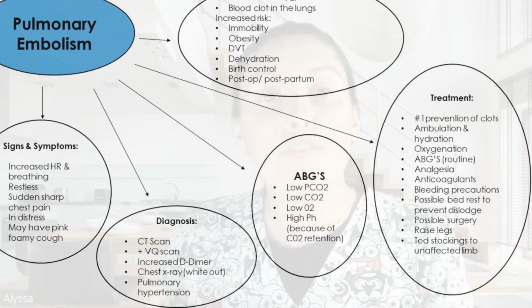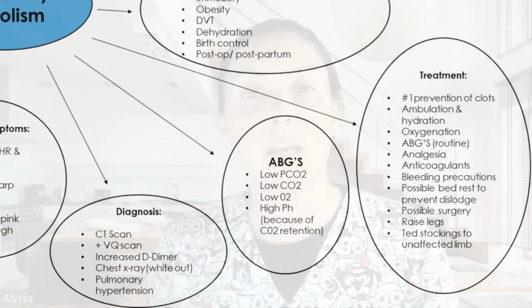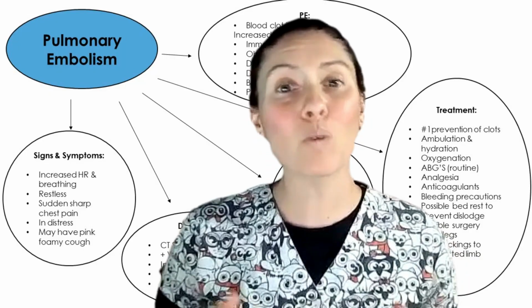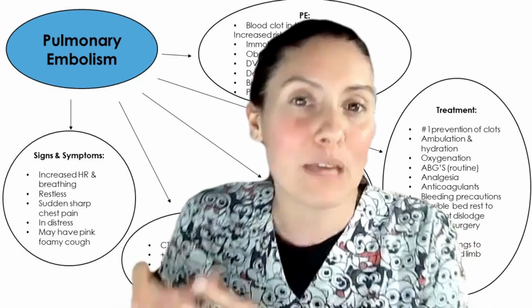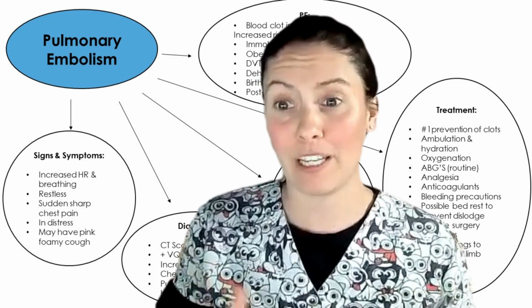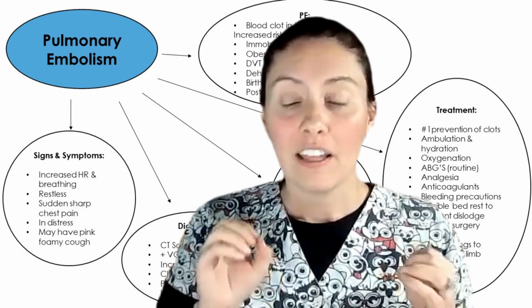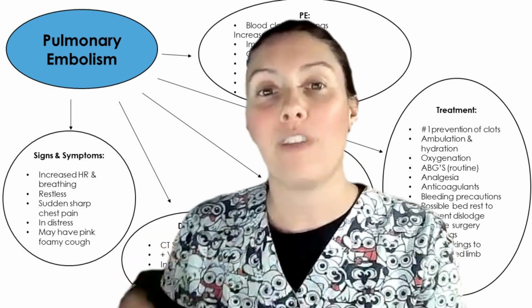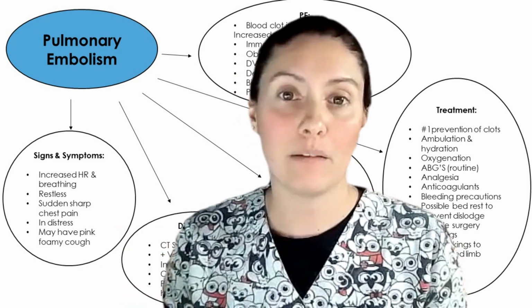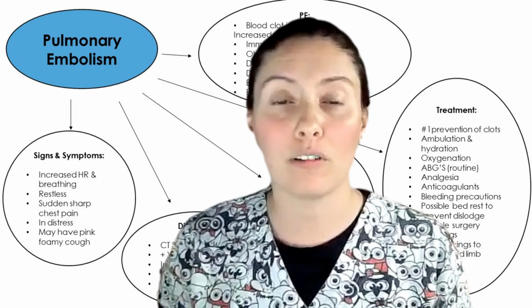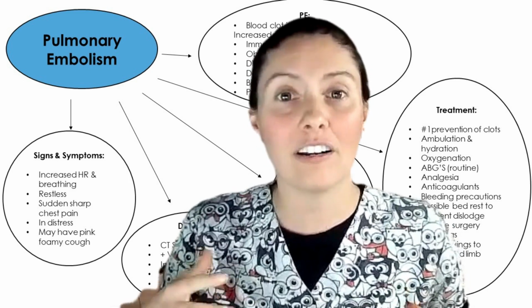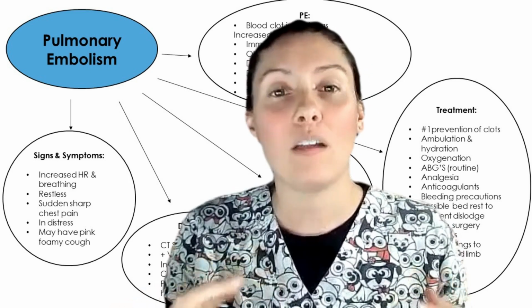So next we have treatment. So how do we treat a pulmonary embolism? So number one, we want to prevent them from happening in the first place, okay? So moving around and hydration. This is the best prevention of a pulmonary embolism and clots in general, because normally, like I said, they start in the deep veins, and when they break off, they end up in the lungs, okay?